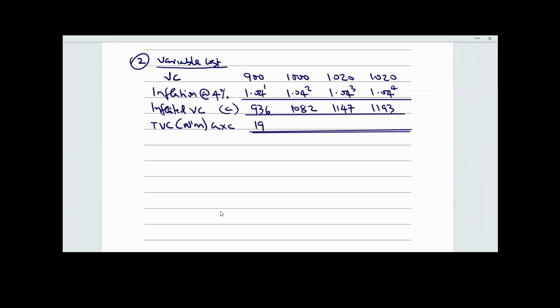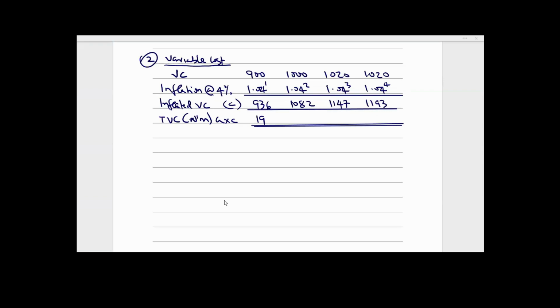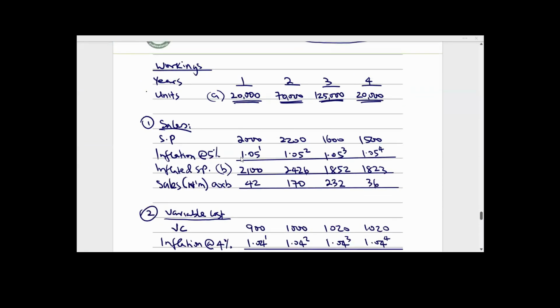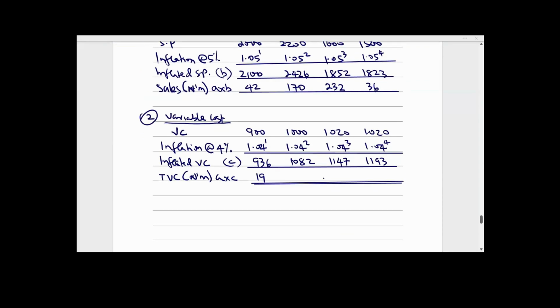Next one, 1082 multiplied by the next units, which is 70,000. That's 75,740,000, 76 million, rounding.